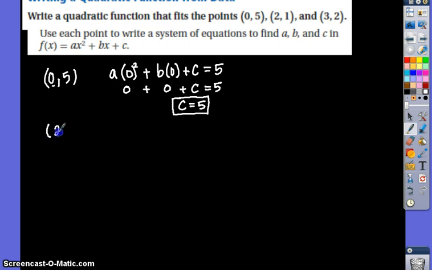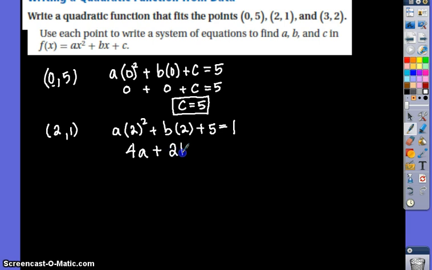Now this is where it gets a little bit more challenging, but we're going to do the same thing with the other two. So we're going to take (2, 1) and plug it in as well. That would be a times 2 squared plus b times 2 plus c, which we know is 5, equals 1. So what we have now is 2 squared, that would be 4a plus 2b plus 5 equals 1. And take away 5 from both sides.